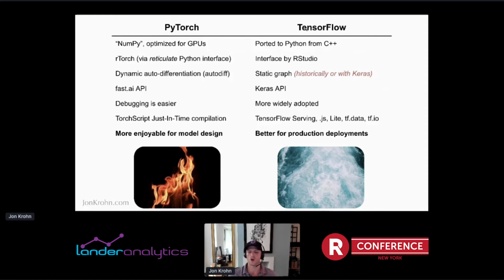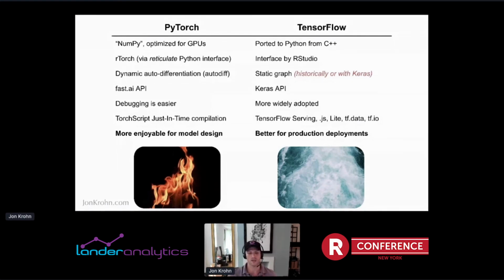TensorFlow, on the other hand, was ported to Python from C++. So if you're used to Python, it's not Pythonic, really. It's kind of clunky to use. Lots of things happen in ways that you wouldn't expect, and that's because of this porting. And then when you get an error, you get these really long stack traces that typically don't make any sense. And so you need to just copy and paste whatever that error was into Google, and then you get a Stack Overflow result, and you copy and paste whatever that Stack Overflow solution was into your code.